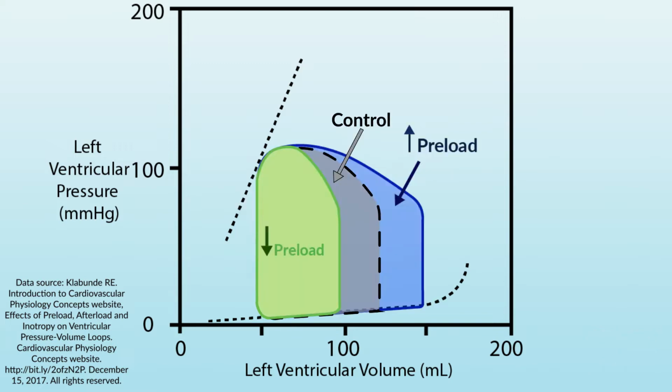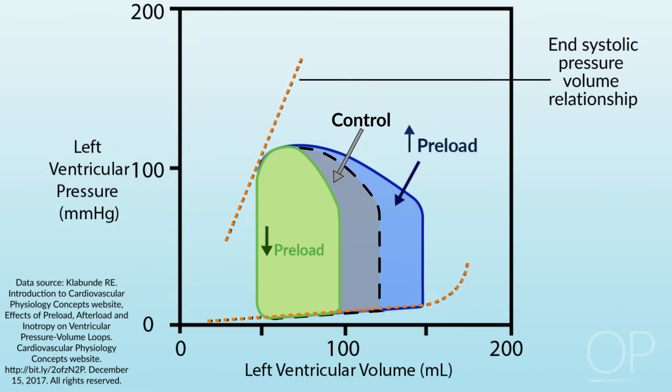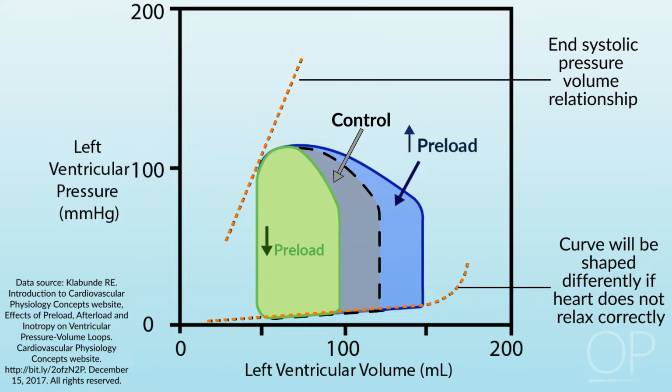If we look at preload, again looking at our dotted lines, in this particular example, the vertical line that represents the end systolic pressure-volume relationship maintains the same because we're assuming the same amount of afterload in this patient. We're assuming the same blood pressure. And if you look at the bottom dotted line that's slightly curved, this is the end diastolic pressure-volume relationship.